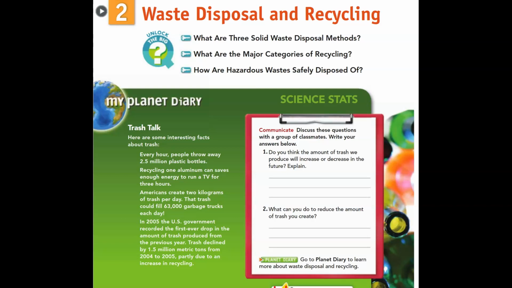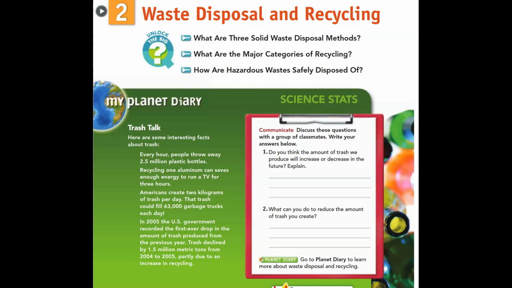In 2005, the United States government recorded the first ever drop in the amount of trash produced from the previous year. Trash declined by 1.5 million metric tons from 2004 to 2005, partly due to an increase in recycling.